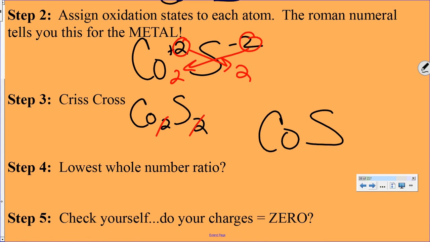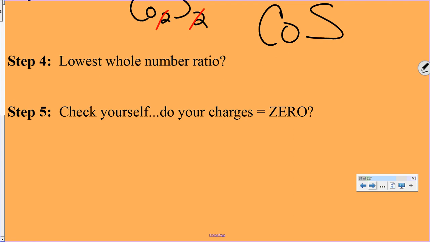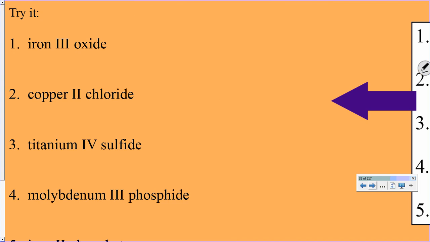With the stock system, you're going to run into more that cancel because you have a lot of different oxidation states. So now we have a 1-to-1 ratio. I have one cobalt that's +2, one sulfur that's -2. These indeed add up to 0. So go ahead and take a minute and try each of these. Pause the video.